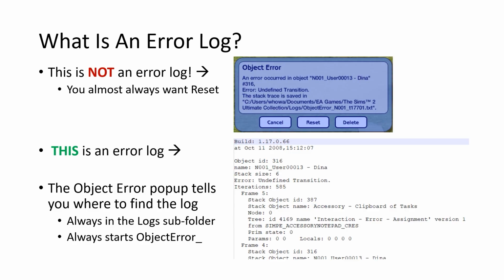N0001_T17. And if you look at that text file, it contains a lot of lines of gobbledygook, and we are going to be looking at the gobbledygook. So the pop-up dialog is not the error log. The thing it refers to is the error log.